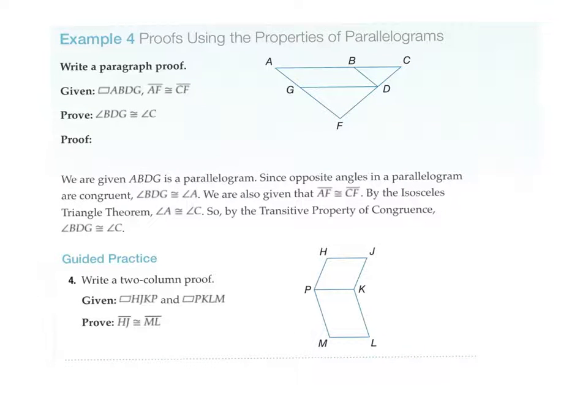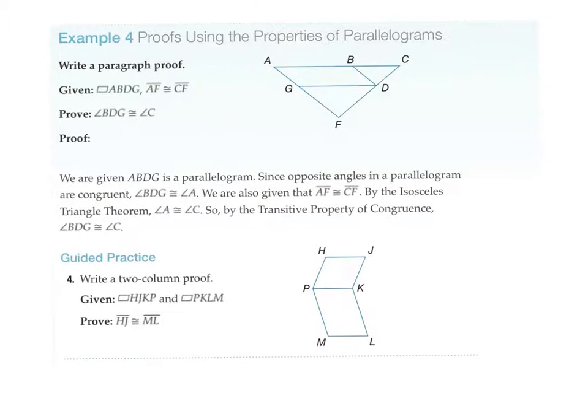Okay, and here's example 4. Again, it's writing proofs. I know you guys are a little bit fed up of writing proofs now, but keep it simple. All right, if you have a look at what they've got, first of all, what you're given. Since opposite angles of a parallelogram are congruent, you can work out the angles. You're also told that by the given. You can work it out by the fact that it's an isosceles triangle, so these two angles equal each other, and so by the transitive property of congruence you can prove that.